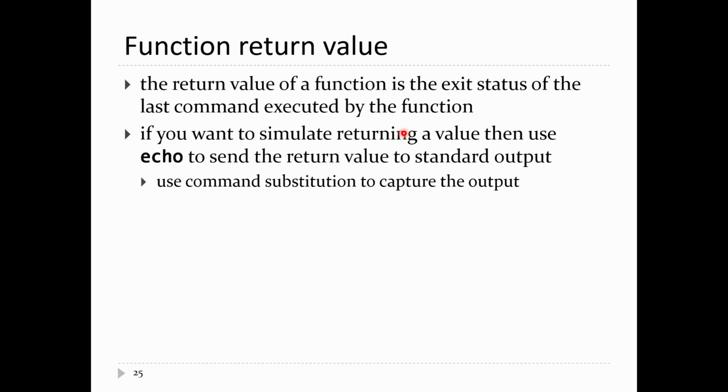Now, sometimes you really want to simulate returning a value. So how does any command in bash return a value? It prints something to standard output. So the way to return a value from a function is to print something to standard output. You echo the return value to standard output, and then whoever's calling the function uses command substitution to capture the output.